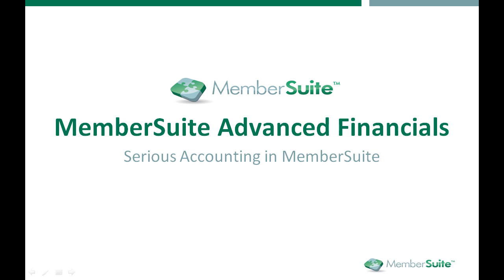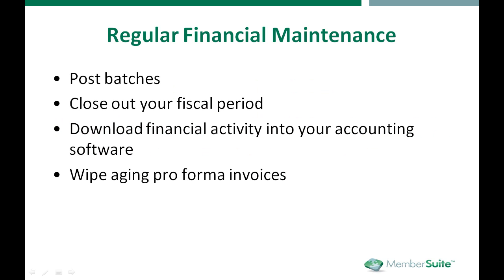It's very important that you've watched the Accounting 101 tutorial before watching this one, as we'll build on concepts discussed in that video. There are a few things you'll need to do on a regular basis. The first is creating and then posting batches. Posting a batch writes out the GL entries corresponding to the batch transactions directly to the MemberSuite subledger, queuing them up to be transmitted to your accounting software.